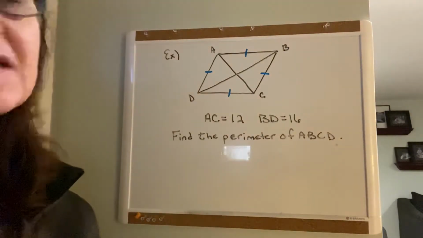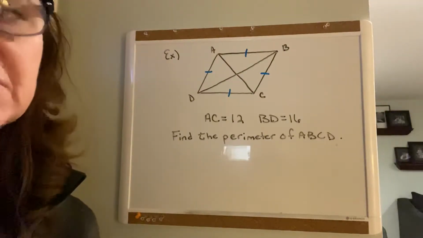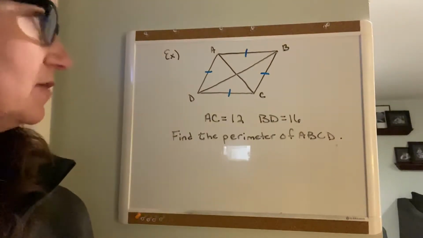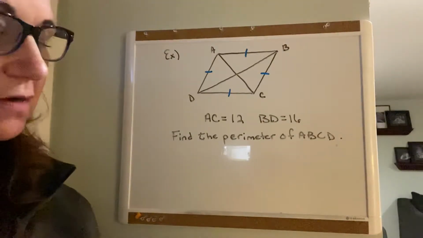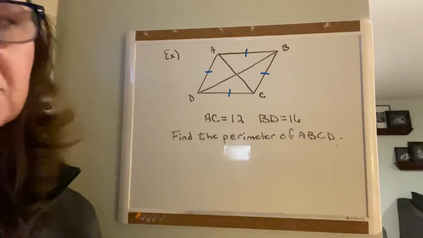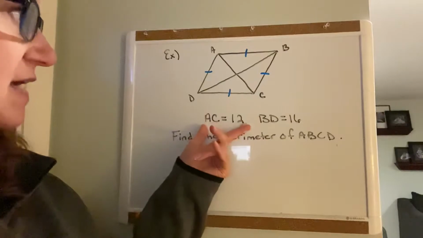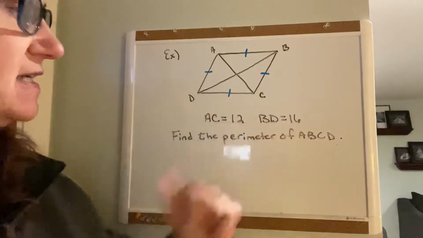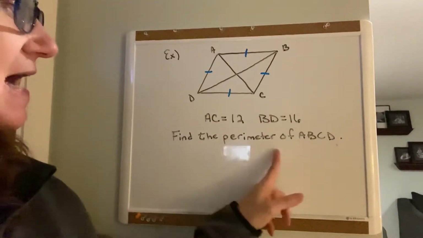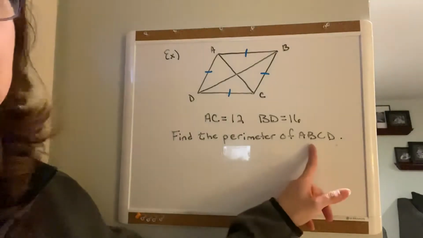Okay, here's your second example for properties of parallelograms, specifically parallelograms, rectangles, rhombus, square. So for this problem, I tell you AC has a length of 12, BD has a length of 16, and I ask you to find the perimeter of ABCD.